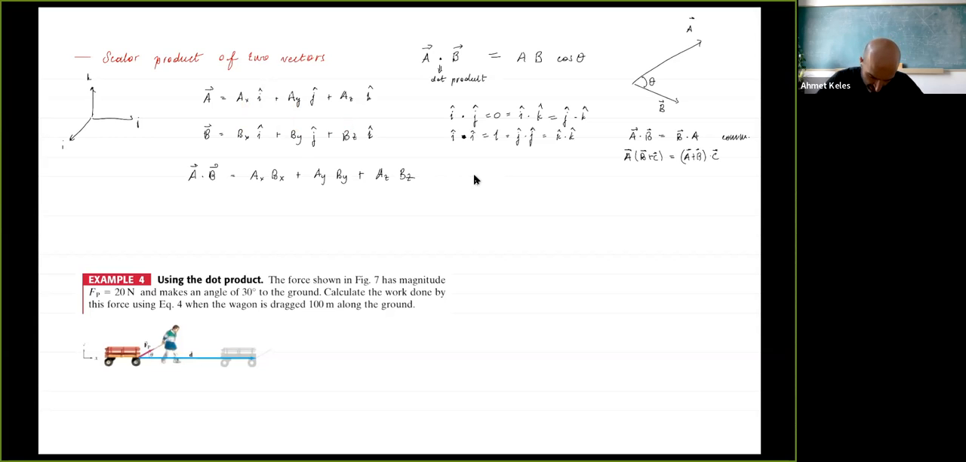And as you can see, I also sum each product, right? I multiply ax with bx, ay with by, and az with bz, and I sum each of these separate products. And the result is a scalar, as it should be.